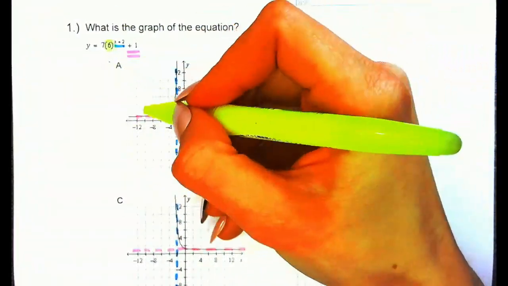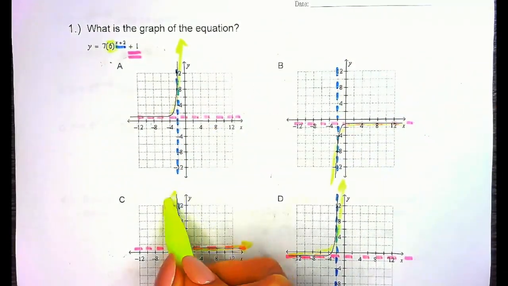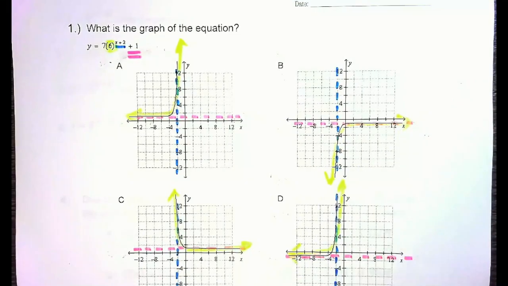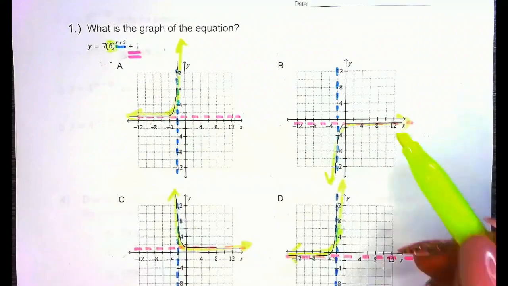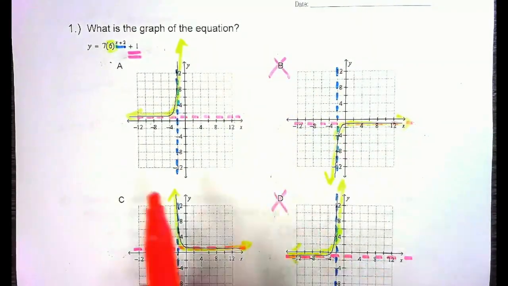The exponent has an x plus 2. That means our graph needs to move to the left 2 units. On the end of our equation, we have plus 1. That means our graph has to have shifted up 1 unit. The 6 is the base of the exponential. That means we have an exponential growth function.